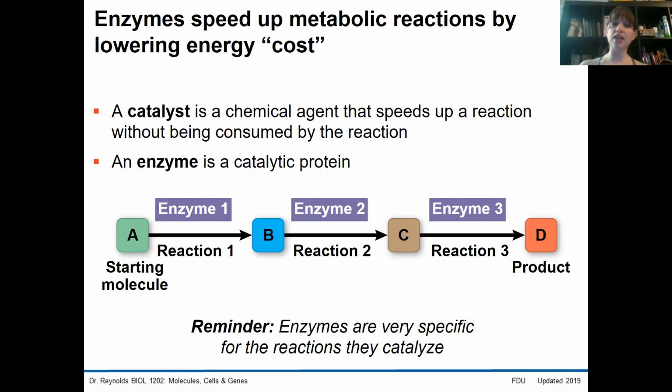Well, enzymes are going to take a reaction that's already spontaneous, and they're going to reduce activation energy to increase that rate. It's because of this that we call them catalysts. Enzymes are catalytic proteins, and they're going to be important for driving each one of the reactions in a metabolic pathway. Now, I do want to drive home one point.